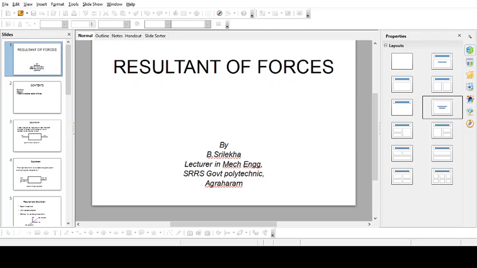Next, the second condition would be the algebraic sum of the vertical components of all the forces must be equal to 0. So similarly, F1 sin theta 1 plus F2 sin theta 2 plus F3 sin theta 3 should be equal to 0 if you are considering 3 forces. If you are considering n forces, then plus Fn sin theta n should be equal to 0. The summation of all the vertical components will be equal to 0.